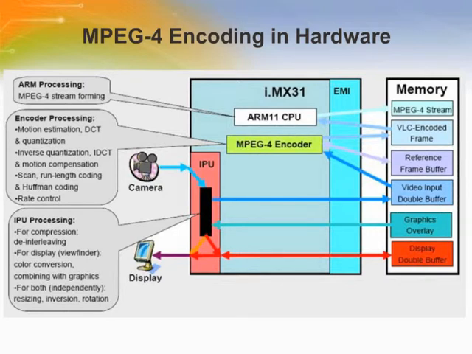Here you can see how data flows for video capturing using MPEG-4 encoding. IPU processing takes care of de-interleaving for compression, color conversion and combining with graphics for display, viewfinder, and resizing, inversion, and rotation for both compression and display independently. Next, the encoder processes motion estimation, discrete cosine transform, DCT, and quantization, inverse quantization, inverse DCT, IDCT, and motion compensation, scan, run length coding, and Huffman coding and rate control. Finally, the ARM takes care of MPEG-4 stream forming.